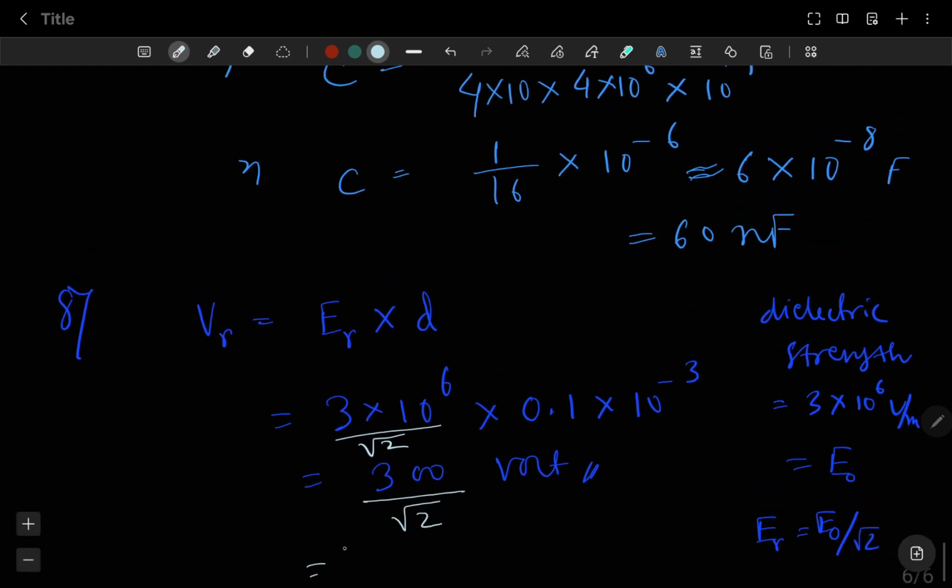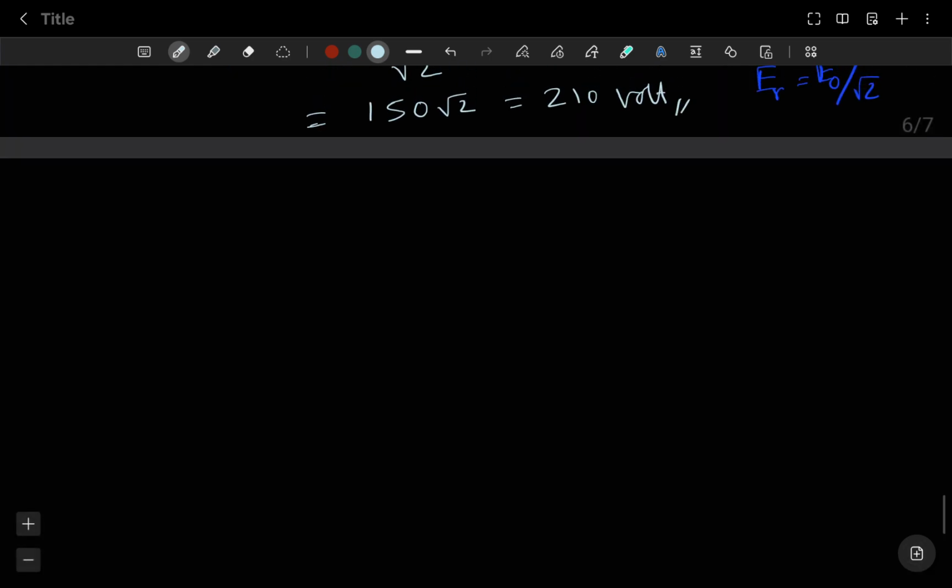So we get like 150 root 2. So 150 into 1.4 will be like 210 volt. Okay, that is the RMS value. If the peak value of the AC source was asked, then it was 300 volt. Okay, fine.